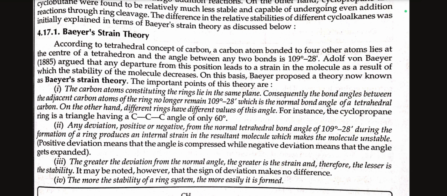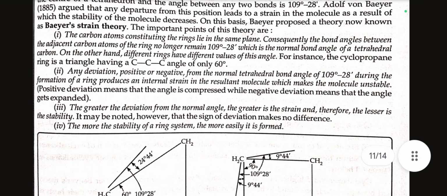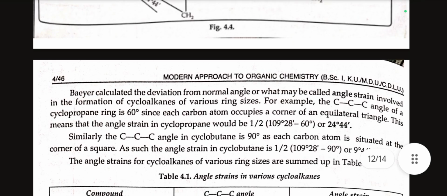Any deviation, positive or negative, from the normal tetrahedral bond angle of 109 degrees 28 minutes during the formation of a ring produces an internal strain in the resultant molecule, which makes the molecule unstable. The greater the deviation from the normal angle, the greater is the strain, and therefore the lesser is the stability. It may be noted, however, that the sign of deviation makes no difference. The more the stability of a ring system, the more easily it is formed.